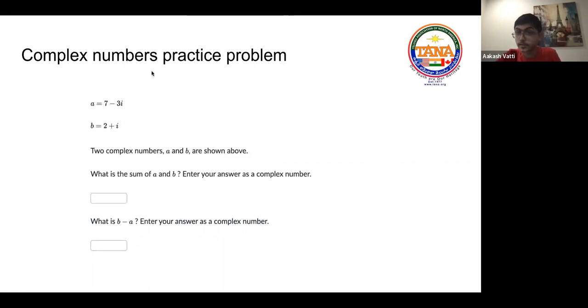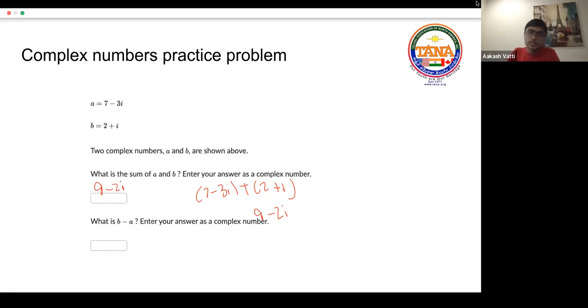So it looks like everyone who needed more time has answered it. For this question, you need to find the sum of A and B. Remember, that is literally just adding two binomials together. So you have 7 minus 3i plus 2 plus i. Combine like terms. So you have 7 plus 2, so 9, and negative 3i plus i, so minus 2i. That is your answer for the first one, 9 minus 2i.